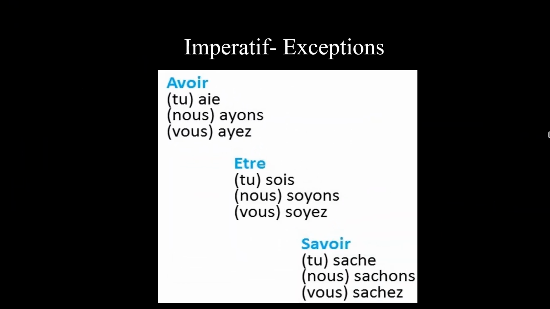The three complete exceptions to the rules of the imperative are these three, which you need to learn by heart. Avoir becomes aie, ayons, ayez. Être becomes sois, soyons, soyez. And savoir becomes sache, sachons, sachez.